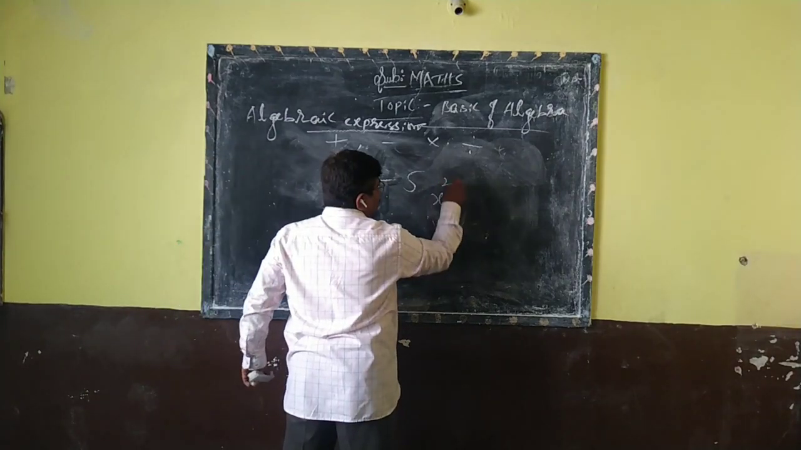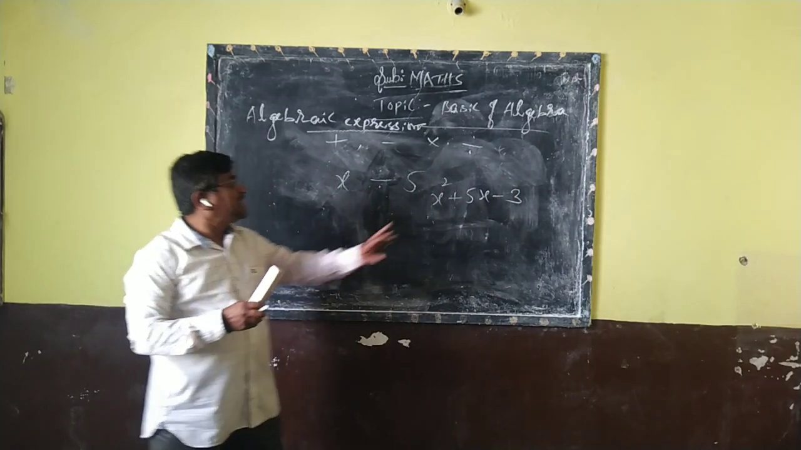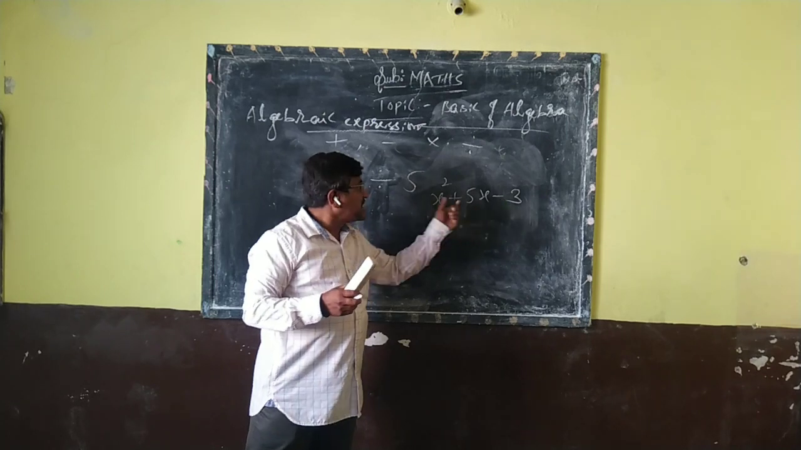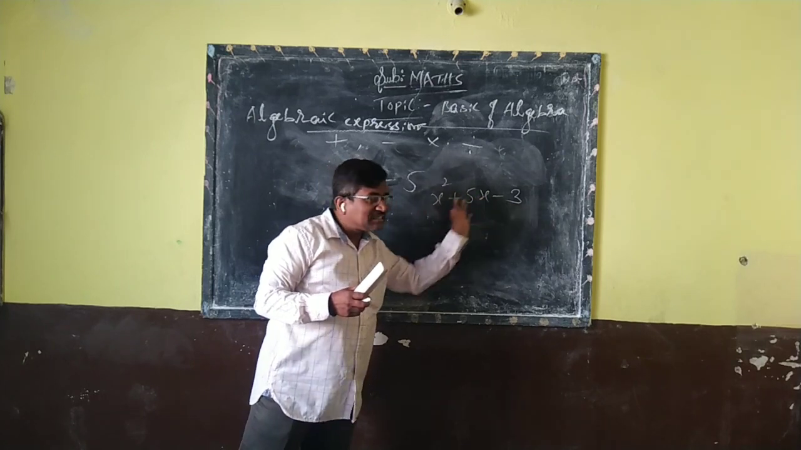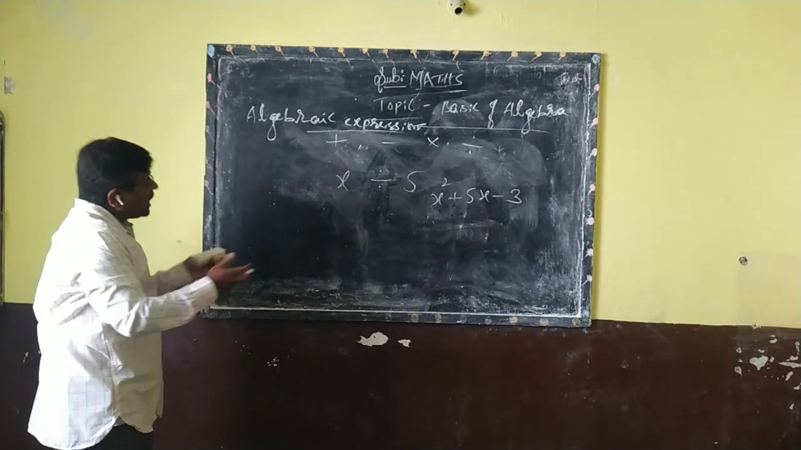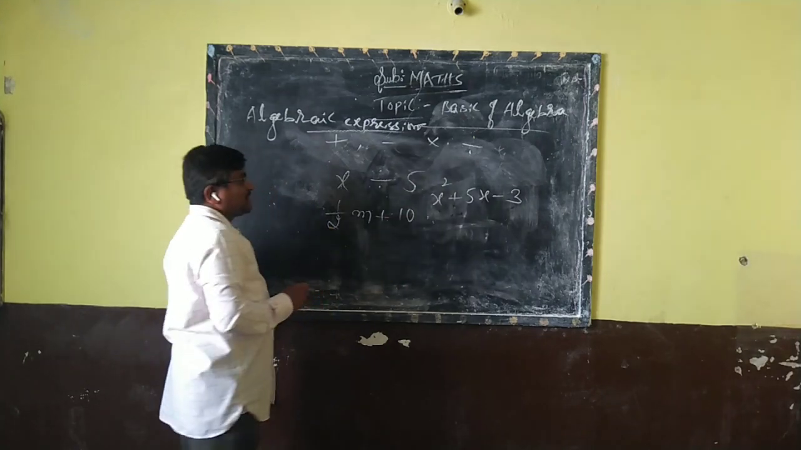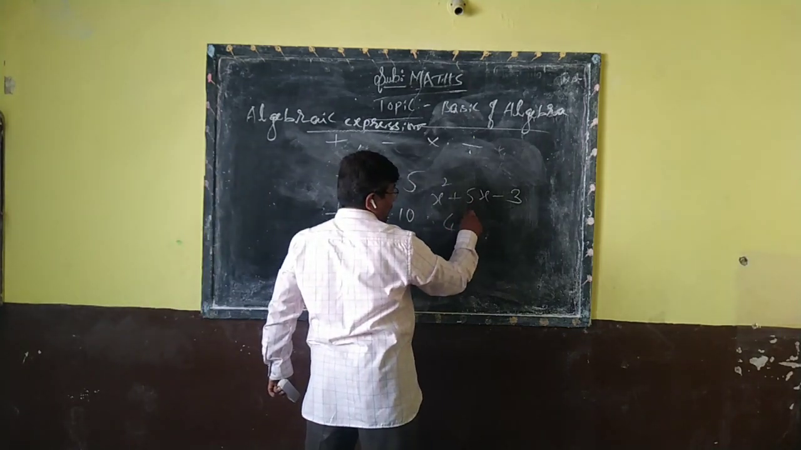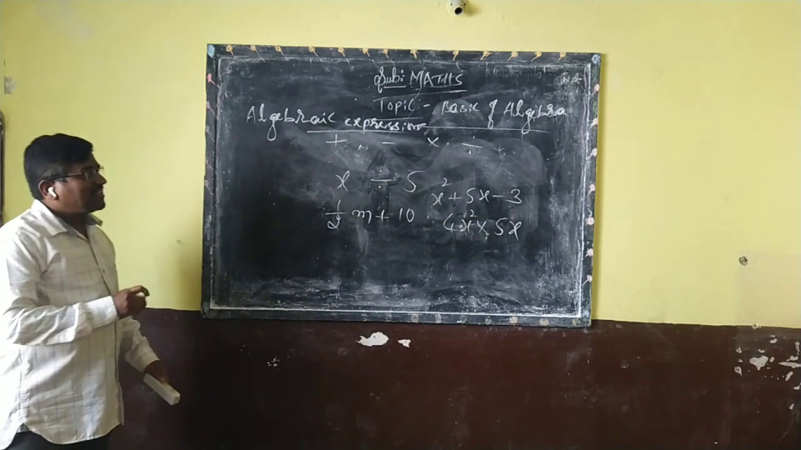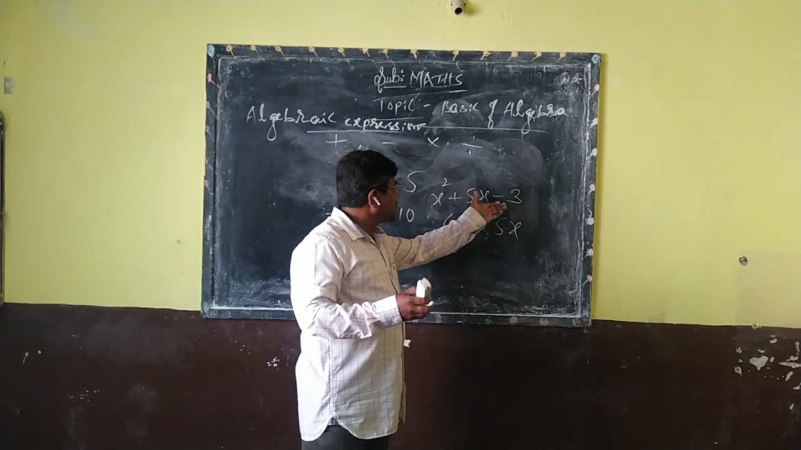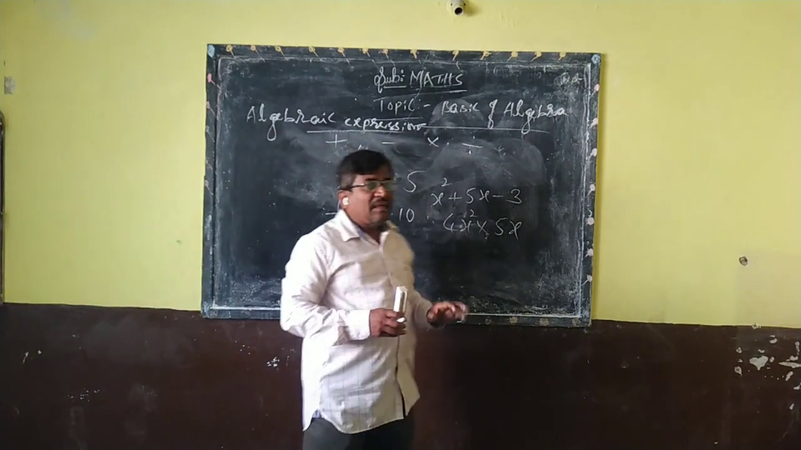Now, another example. Take x square plus 5x minus 3. Here plus and minus, the fundamental operations, are connecting the variable and constant. Clear, students? Yes. Another example: 1 by 2m plus 10c, and 4x square into 5x. Division symbols are also used. All the fundamental operations are used. So this is called an algebraic expression.